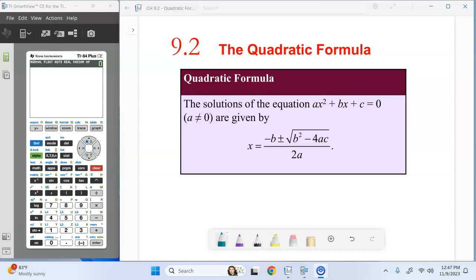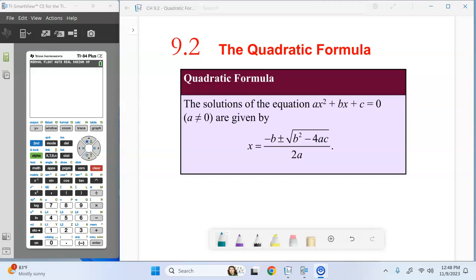The quadratic formula is used for solving quadratics in standard form. It's the most common method for solving quadratics, so we'll go back and forth between that and factoring for most of the stuff. The biggest thing with the quadratic formula, I'm not going to require you to memorize it. I'll give it to you, but you've got to know how to use it.